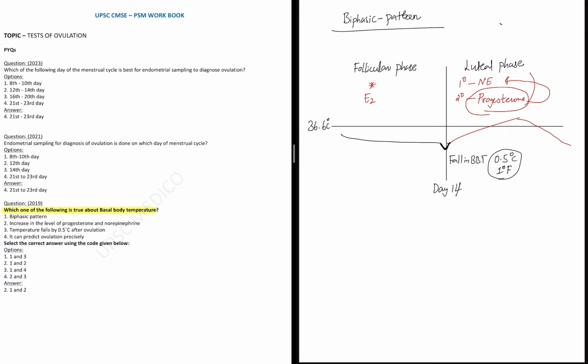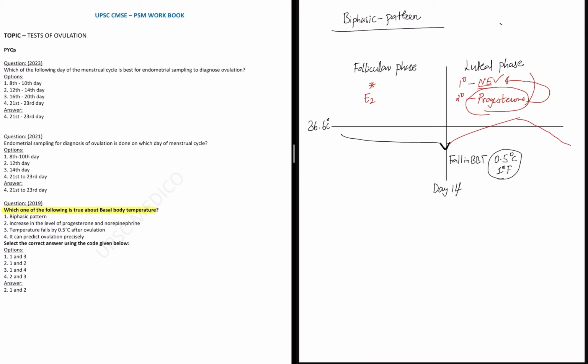But primarily, the elevation in body temperature post ovulation is, if you want to choose one best option, norepinephrine. The rise in temperature is because of the thermogenic potential of norepinephrine. The secondary rise is because of the progesterone, that too in the luteal phase, 1 to 2 days after ovulation.